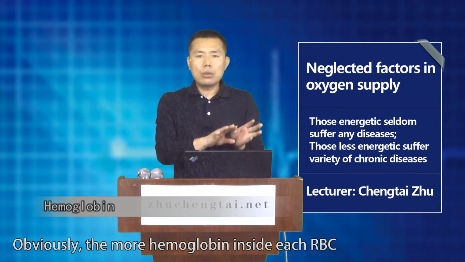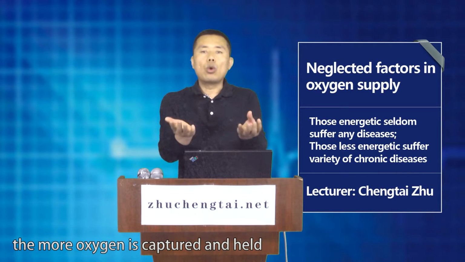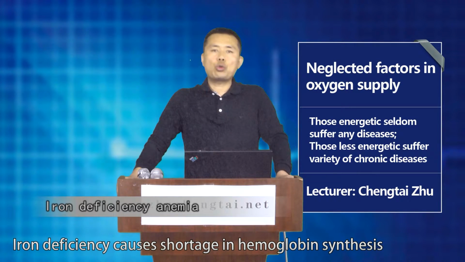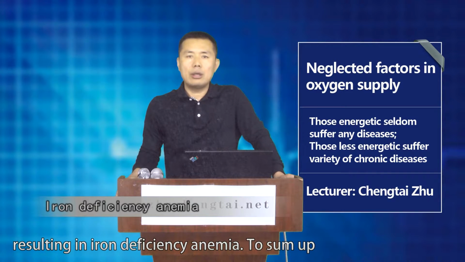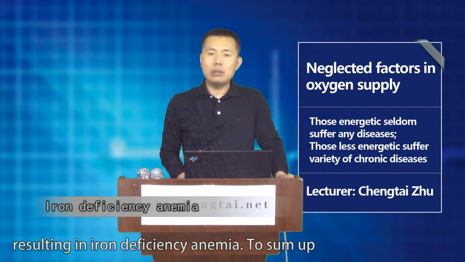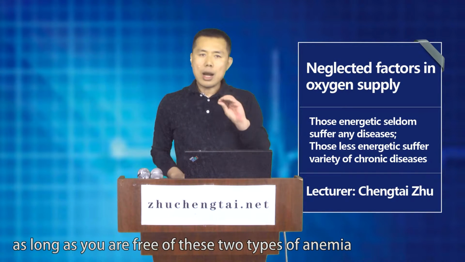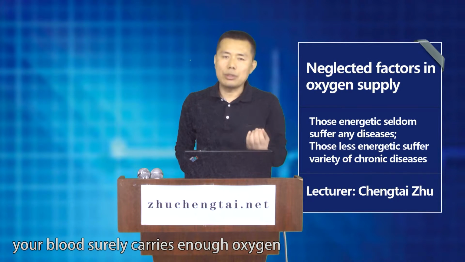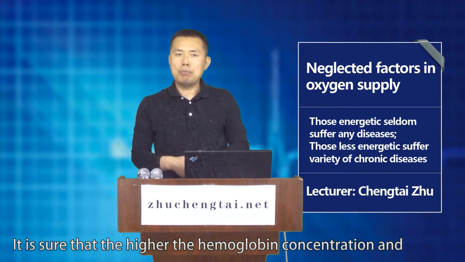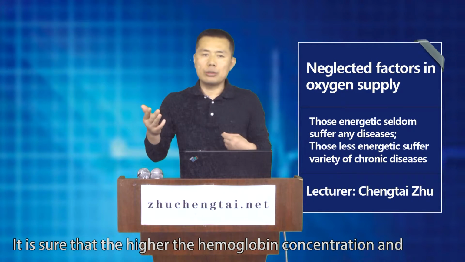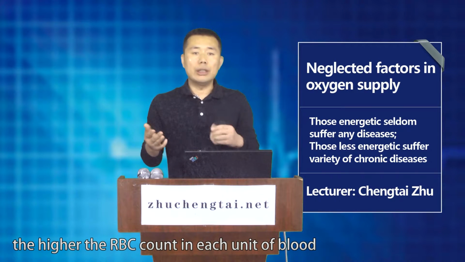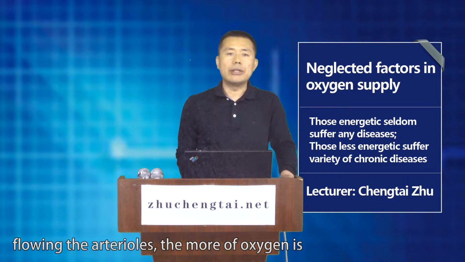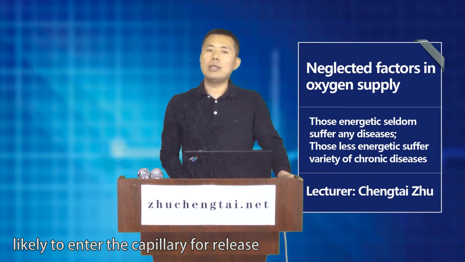Obviously, the more hemoglobin inside each RBC, the more oxygen is captured and held. Iron deficiency causes a shortage in hemoglobin synthesis, resulting in iron deficiency anemia. To sum up, as long as you are free of these two types of anemia, your blood surely carries enough oxygen. It is sure that the higher the hemoglobin concentration and the higher the RBC count in each unit of blood flowing into the arterioles, the more oxygen is likely to enter the capillary for release.